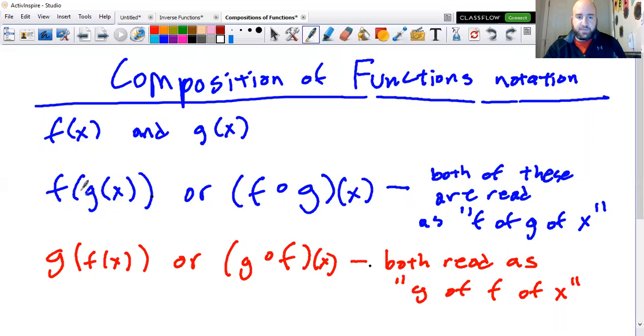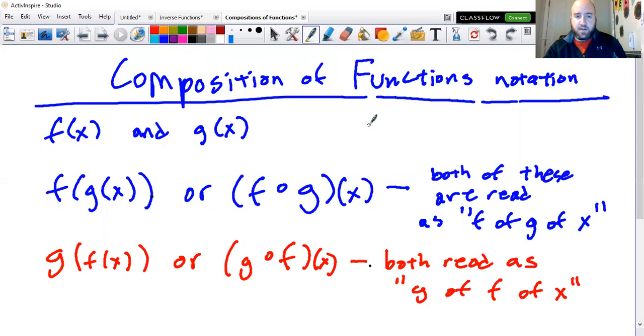For me personally, I understand this easier. So if you see a problem where you have this, you can always substitute an f of g of x. And I'll show that on the examples that we do. You can also do these in reverse order. You can have g of f of x. Both of these are read as g of f of x. And there are so many other combinations you can do even with just these.